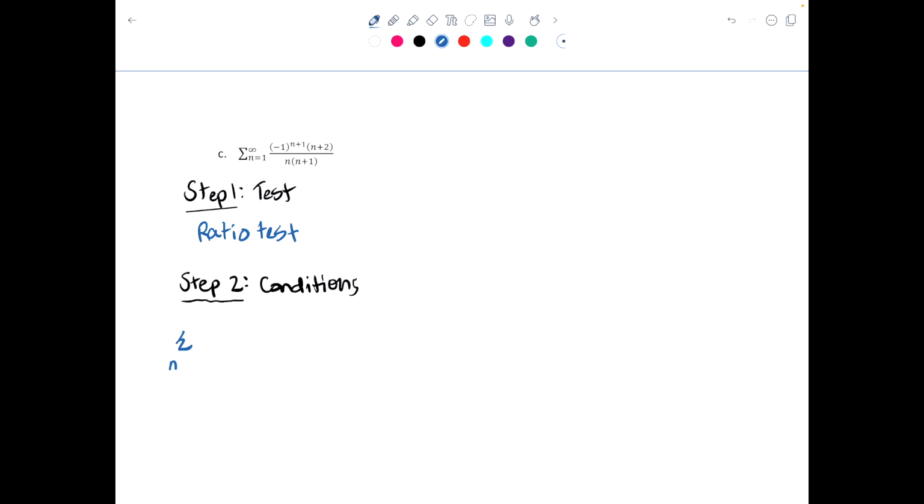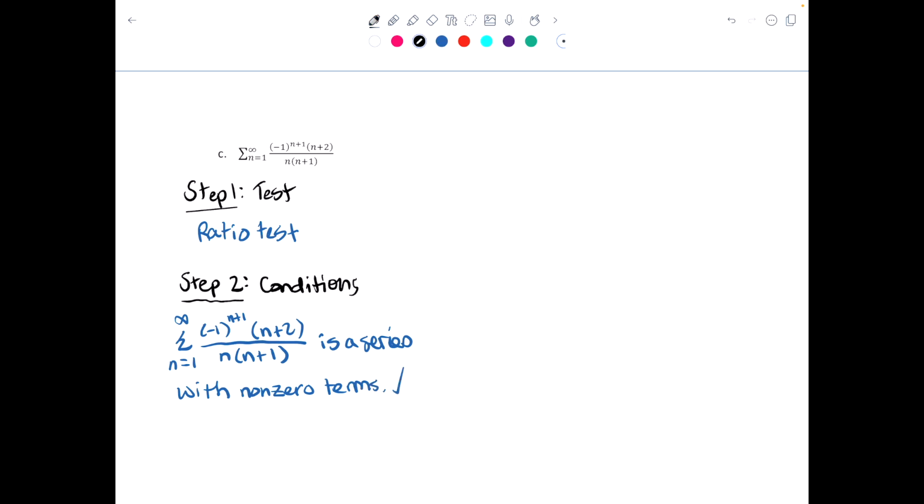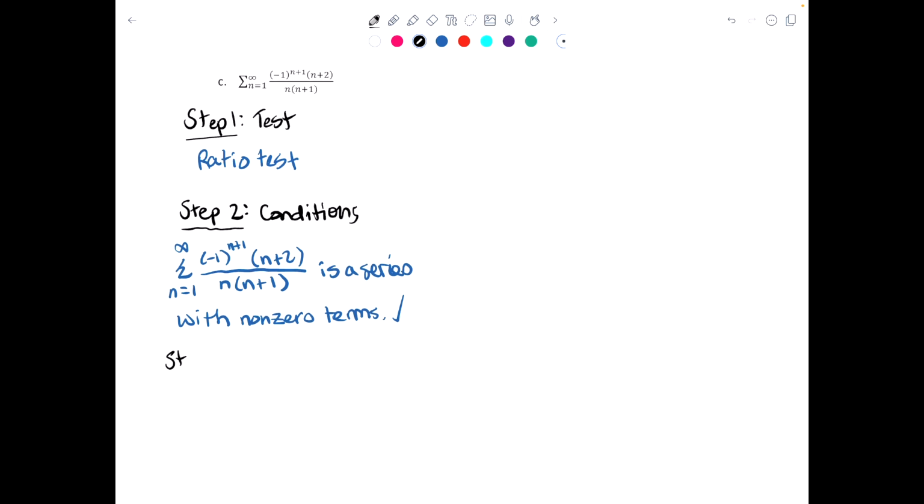The summation as n goes from 1 to infinity of negative 1 to the n plus 1 times quantity n plus 2 over n times n plus 1 is a series with non-zero terms. So we're good on that. And then running our test.